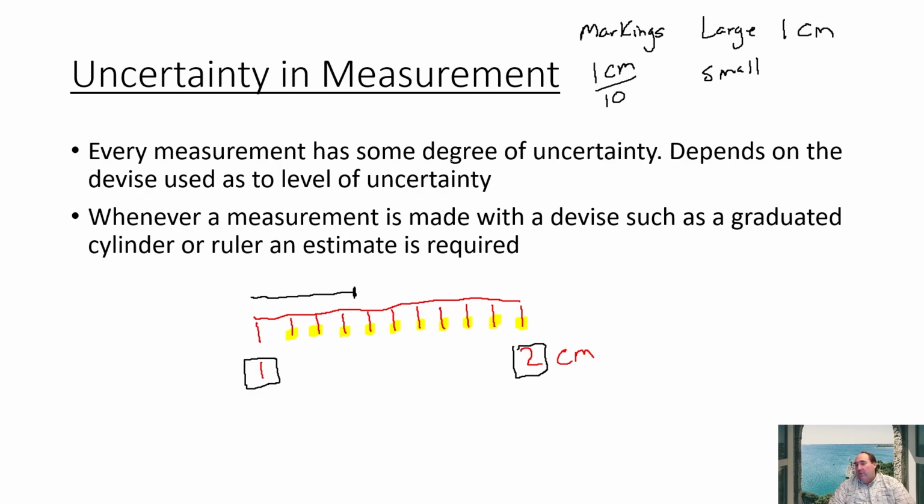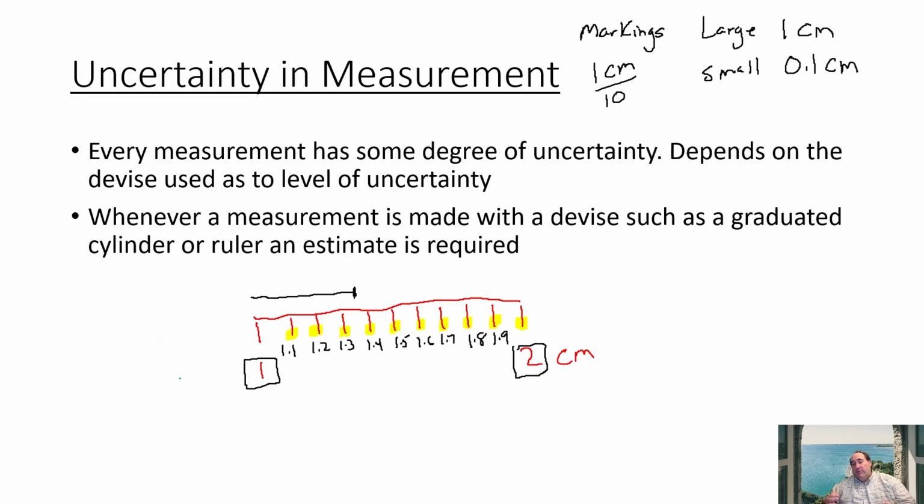If I divide 1 centimeter by 10, that tells me that each of the smaller markings represents, in this case, 0.1 of a centimeter. That means that this first marking would be 1.1, this guy would be 1.2, 1.3, 1.4, 1.5, 1.6, 1.7, 1.8, 1.9, and 2 as we go all the way across.